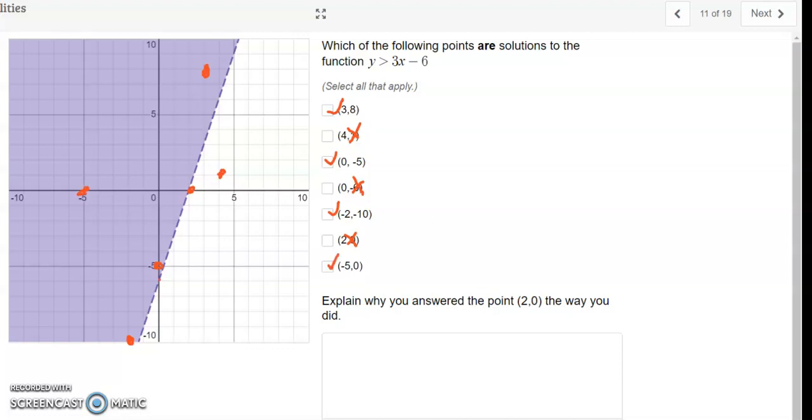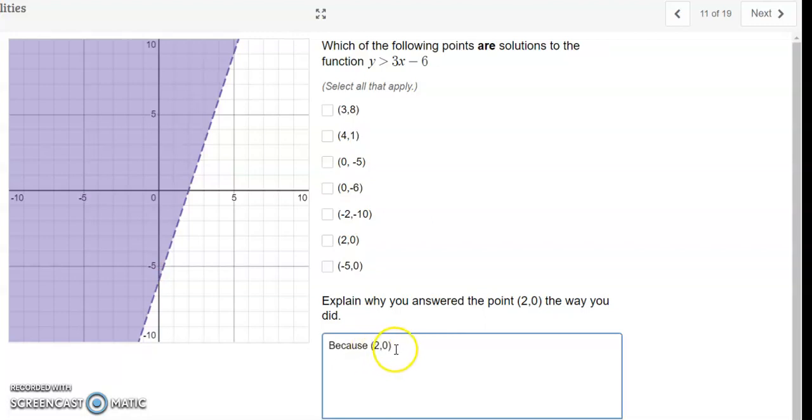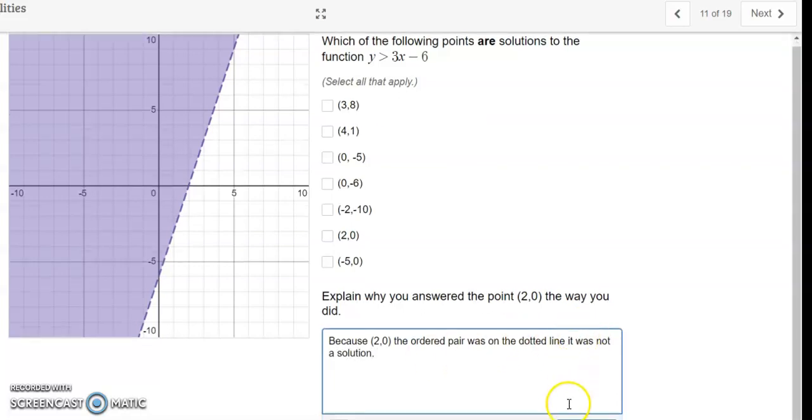Explain why you answered the point 2, 0 the way you did. Alright, so 2, 0 was right here, it was on the dotted line. Let me take off the pen tool. Because the ordered pair was on the dotted line, it was not a solution. Alright, then you can hit submit and it will share with the class.